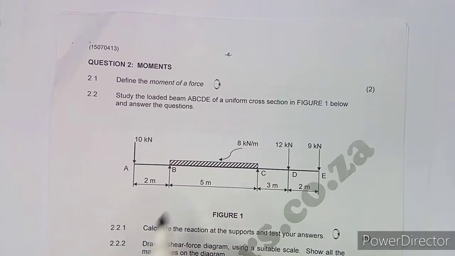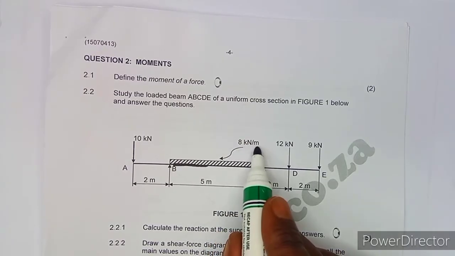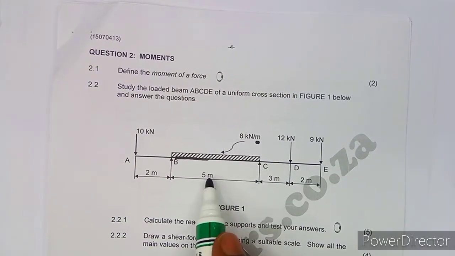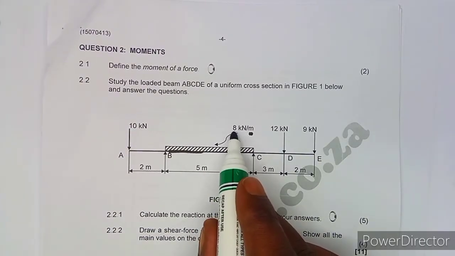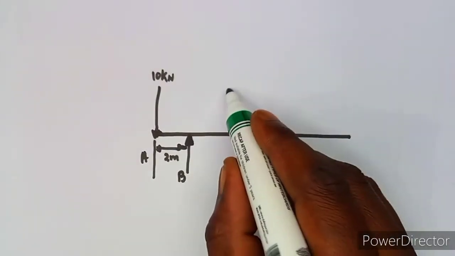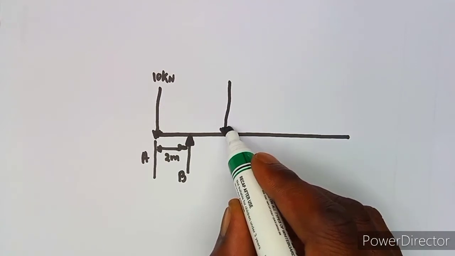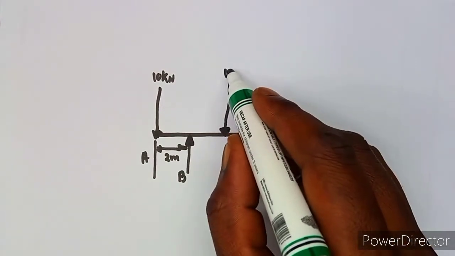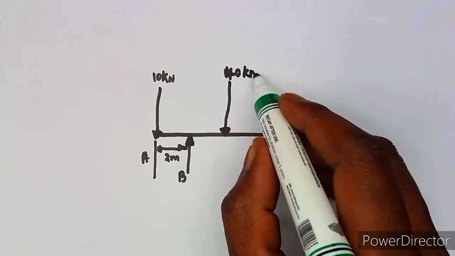That's why I'm placing major emphasis here, because this is a distributed load of 8 kilonewton per meter for 5 meters. So which means you're going to multiply 5 times 8. This is 8 by 5, which is 40. So it's going to be 40. We are going to divide this 40 into 2 like this. Okay, let me write this. This is 40 here, 40 kilonewton.